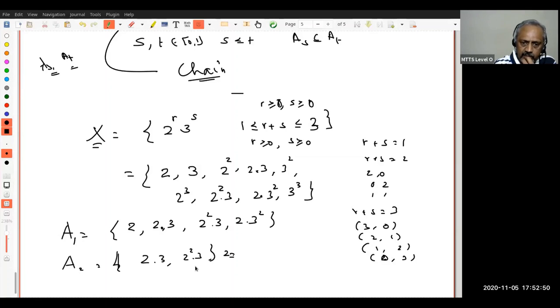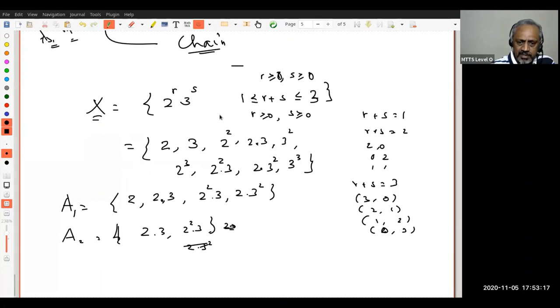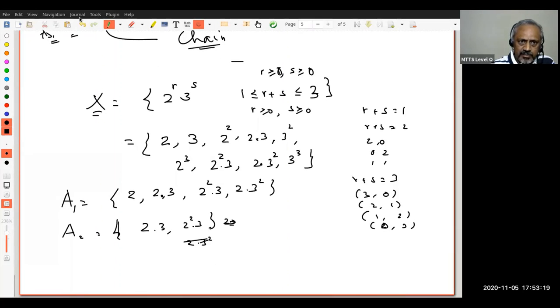Because I cannot have any more elements, right? If I want to have anything else, this must be divided. That means suppose I have 2 into 3 squared. I can't have it here. Why? This 2 times 3 divides 2 times 3 squared, but 2 squared 3 does not divide this, right? So only this is a totally ordered subset. Are you following? You bear with this kind of example, try to understand better, spend some time.